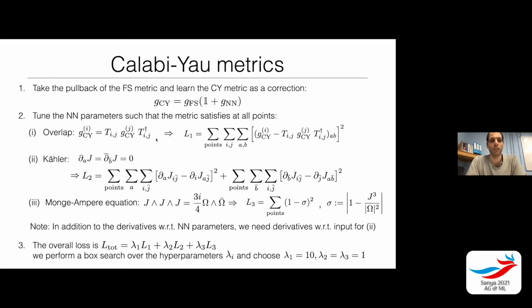As a starting point, we start from the pullback of the Fubini-Study metric, and we learn the Calabi-Yau metric as a correction to that. There are essentially two ways, or many ways, you could have done this. You could have said that the Calabi-Yau metric is given by the Fubini-Study metric plus the correction from the neural network, or we take it here to be a multiplicative correction. So it's the Fubini-Study metric times 1 plus the neural network. So we're only learning this, and this will correct the Fubini-Study metric to produce the Calabi-Yau metric.